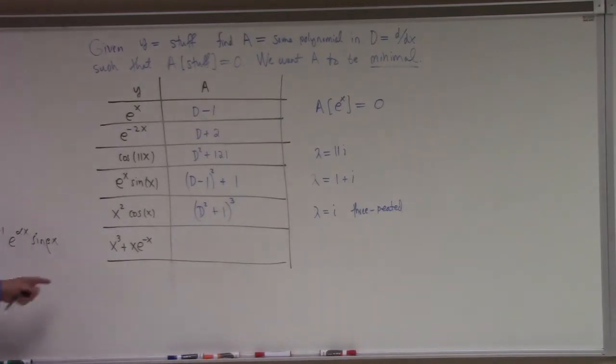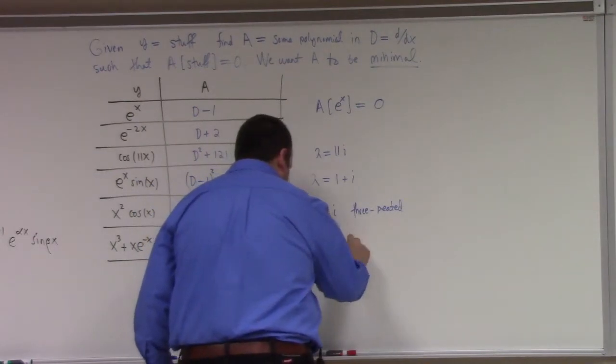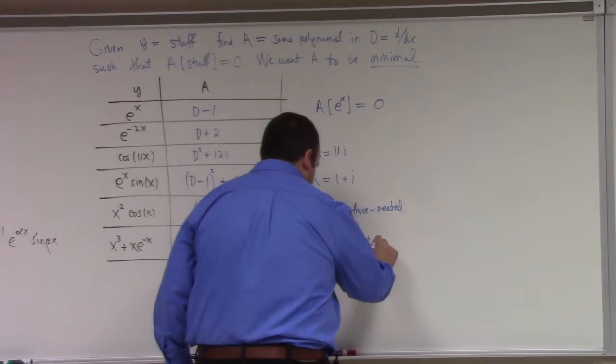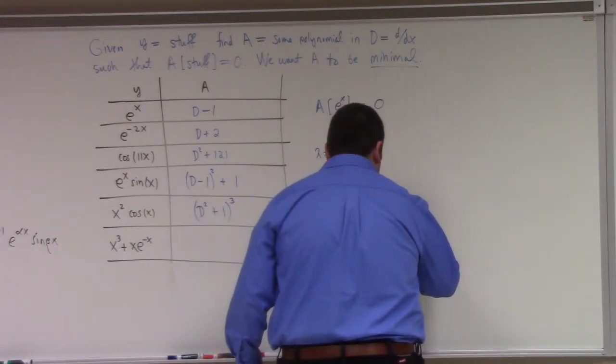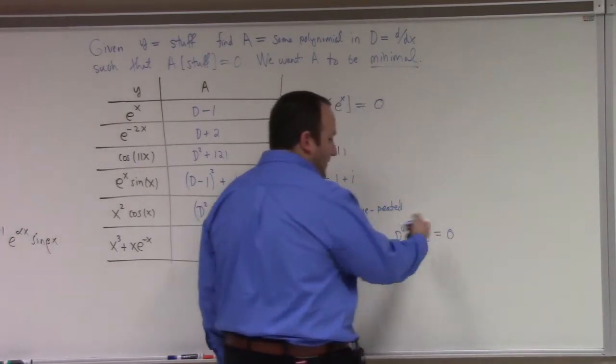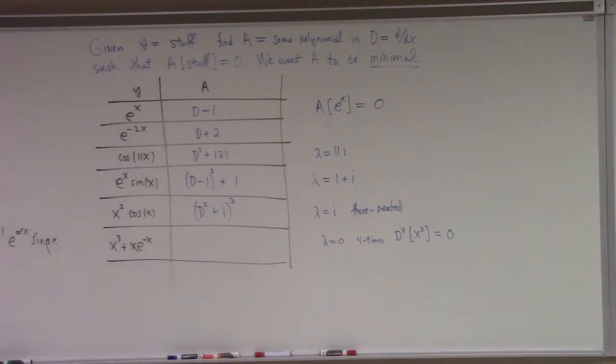So if I have to kill x cubed, that's just lambda equals 0 four times. So D to the fourth acting on x cubed is equal to 0. I think you could have told me that without building the larger machine that we have this week. I mean, you know the fourth derivative of a cubic is 0. I'm just saying, under our umbrella of thinking, I see that as the characteristic solution 0 repeated 4 times. That's where that's coming from for me. I'm always thinking about the recipe going backwards.